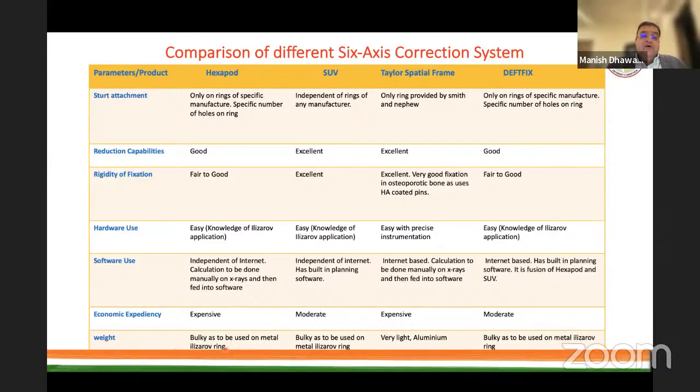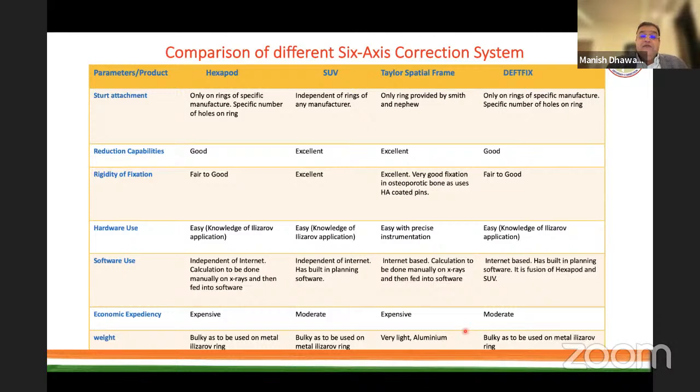Hexapod is bulky because it is used with threaded rods. SUV is very bulky. DefFix also is bulky, but TSF is very patient friendly, very light and aluminium based. Basically, it is aircraft grade aluminium.